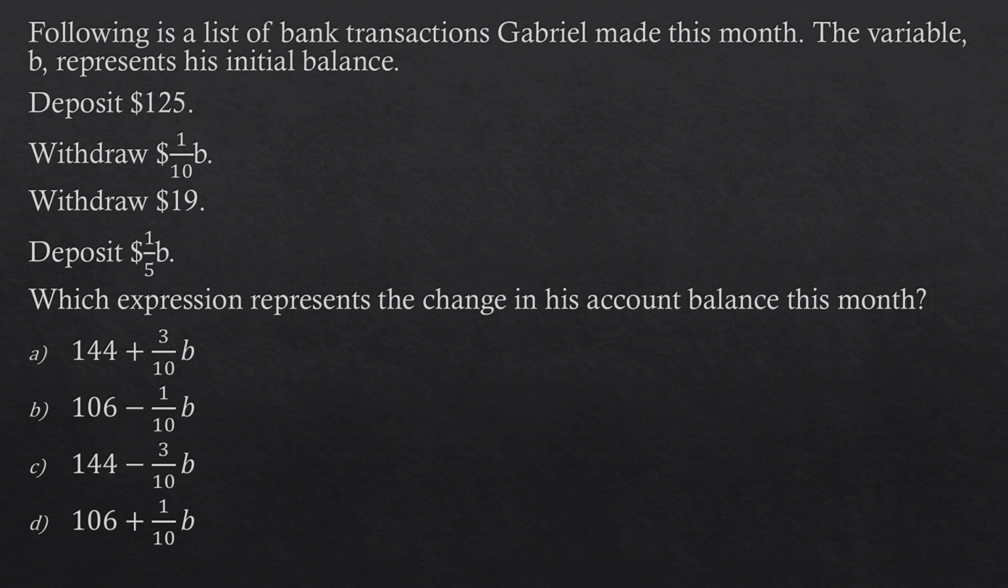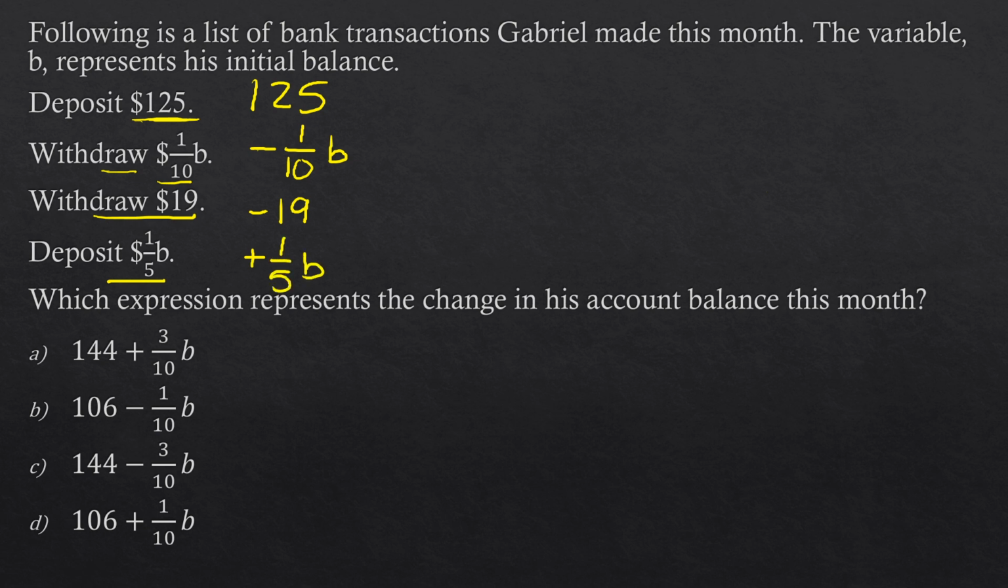So I am depositing 125, so this is going to be positive 125. I am withdrawing 1 over 10b, so that's going to look like this, a negative 1 over 10b. I am withdrawing 19, so again, that's going to look like this, a negative 19. And then I'm going to be depositing 1 over 5b, and depositing is going to be positive, so a positive 1 over 5b.